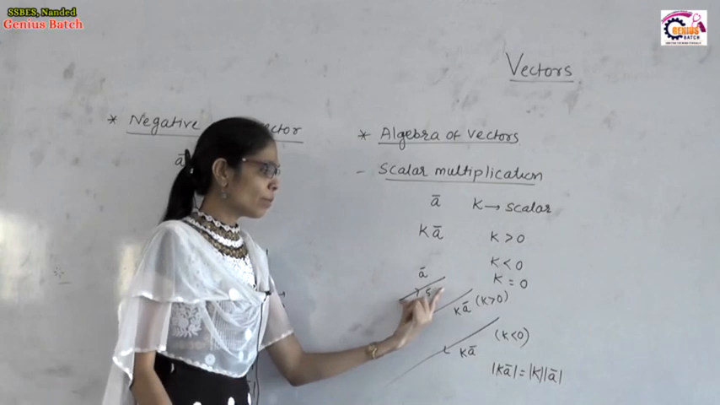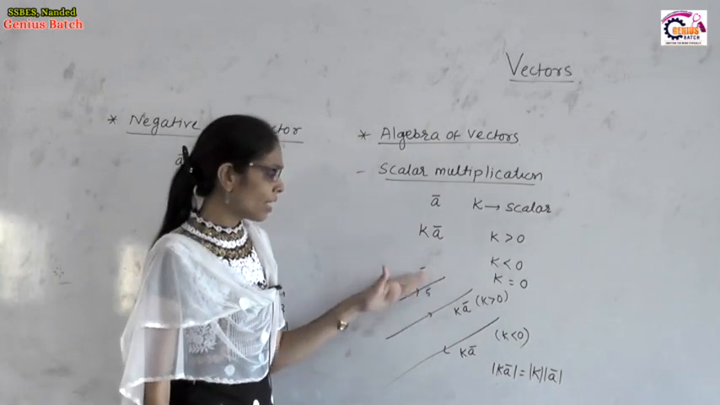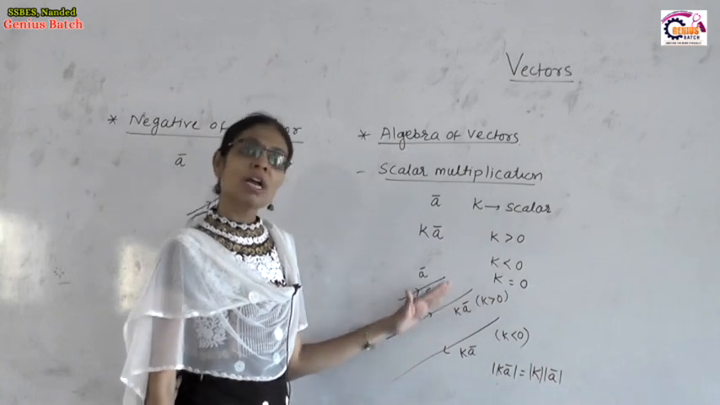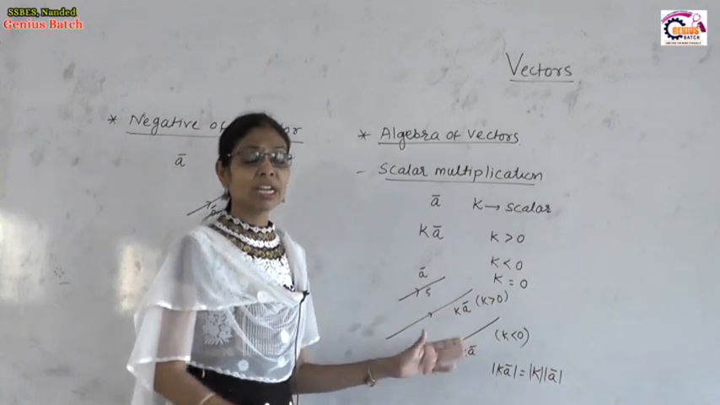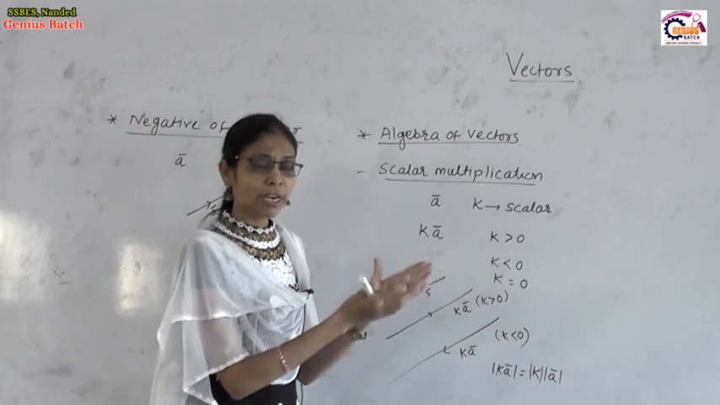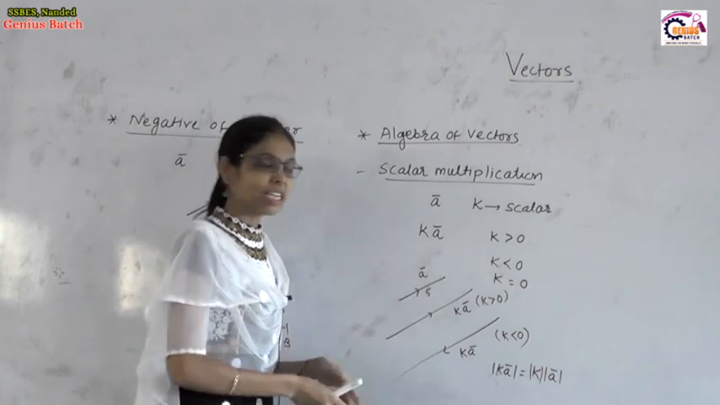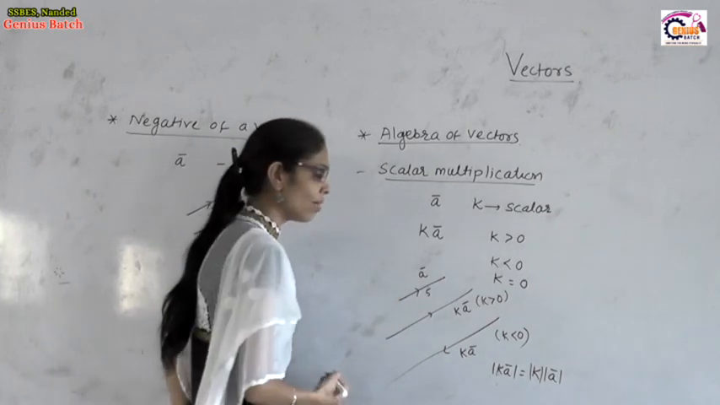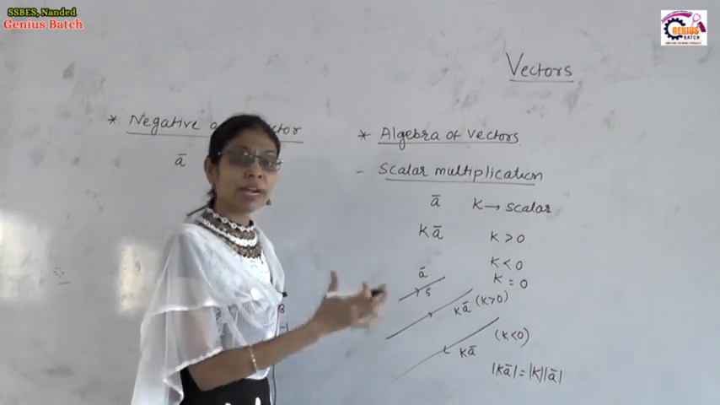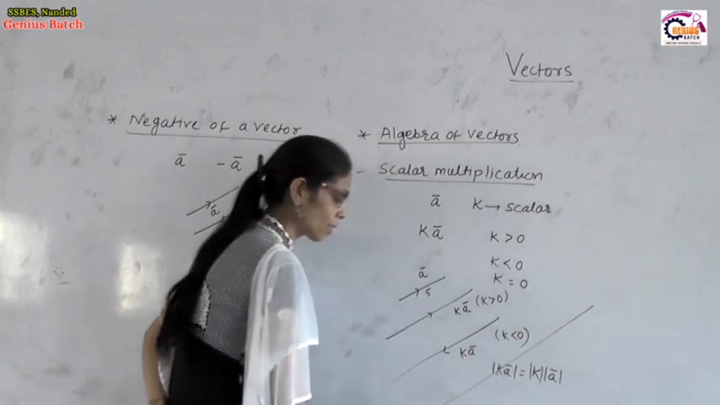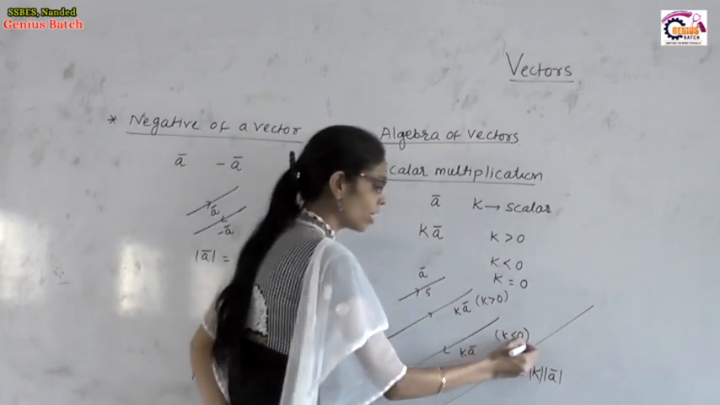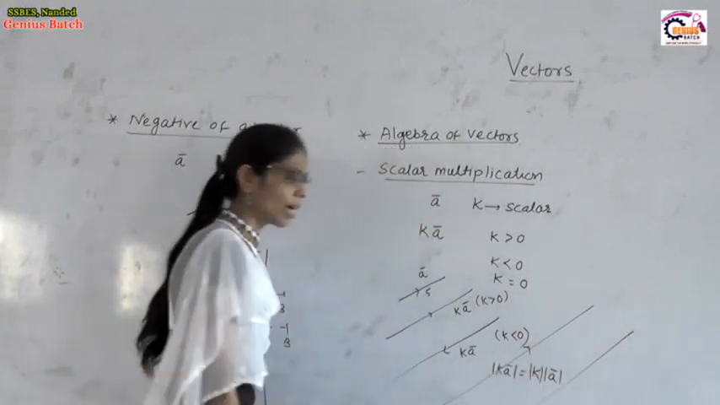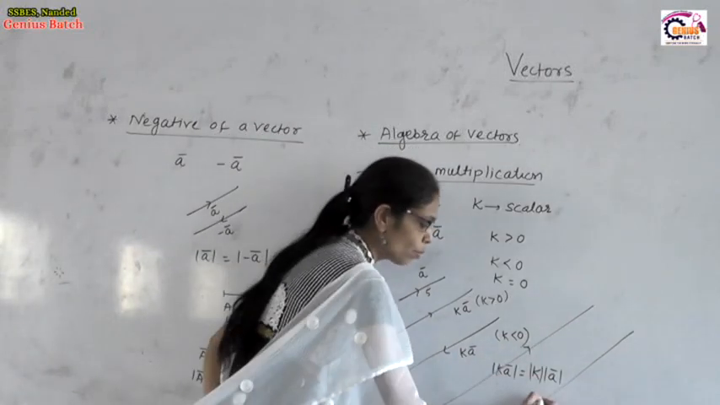See, if I multiply this vector by 2, I get a vector of magnitude 10. If I multiply by -2, I get again a vector of magnitude 10, but it is in opposite direction. Now if I multiply this vector by 3, I will get a vector whose magnitude will be 15, okay, in same direction. If I multiply by -3, again a vector whose magnitude will be 15 but in opposite direction.